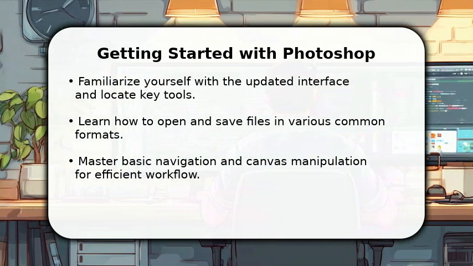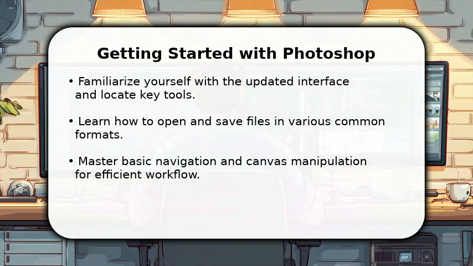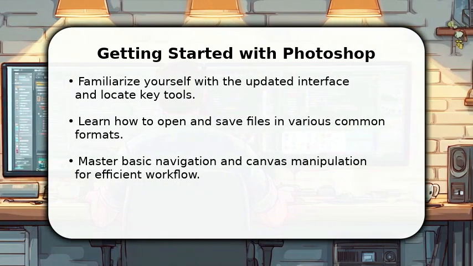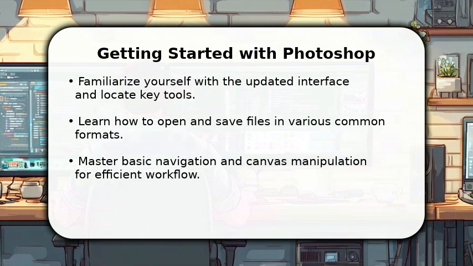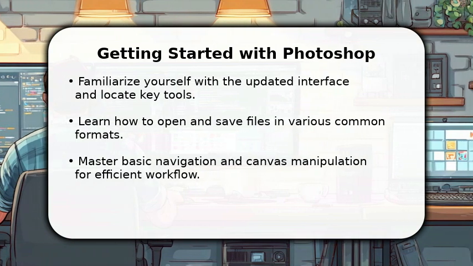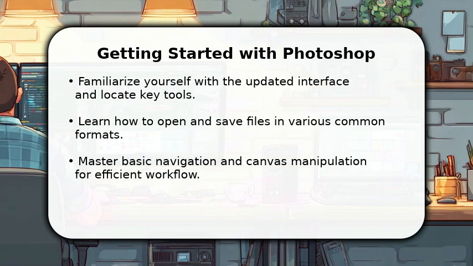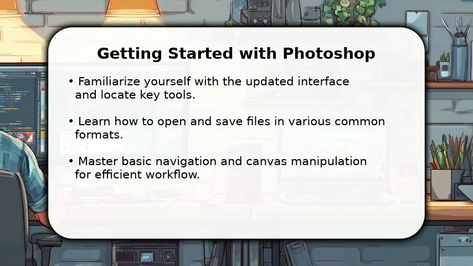To open a file, simply navigate to File then Open, selecting your desired image. Saving is just as straightforward, with options for various formats like JPEG or PNG. Mastering basic navigation, such as zooming in and out, is crucial for efficient editing. We'll cover these foundational steps to get you started smoothly.